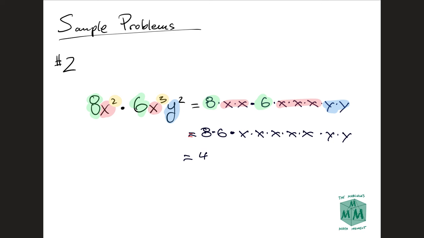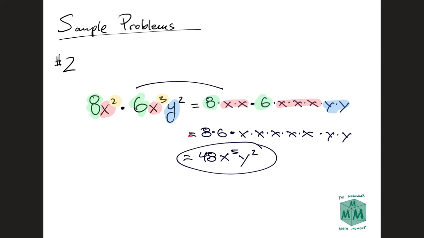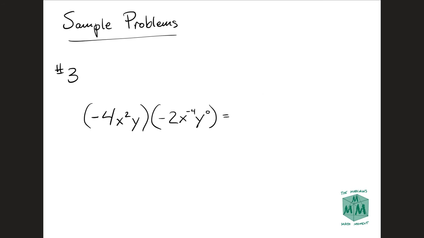8 times 6 is 48. X times itself 5 times is x raised to the 5th power, and y times itself twice is just y squared. And we're done. This is as simple as this can get. I wrote it in expanded form just to make sure we got everything right, and then we simplified and condensed it.